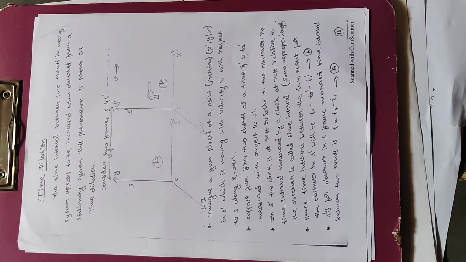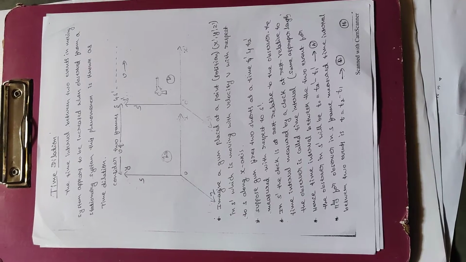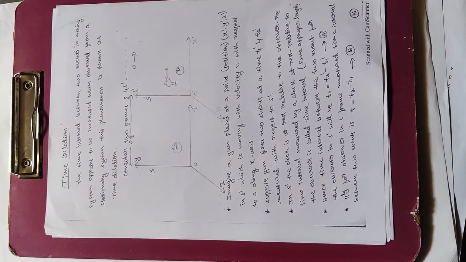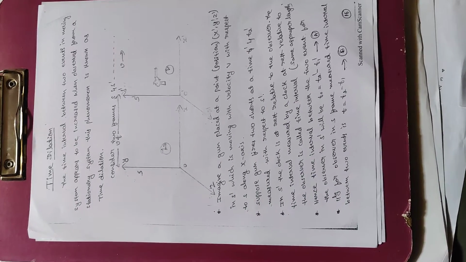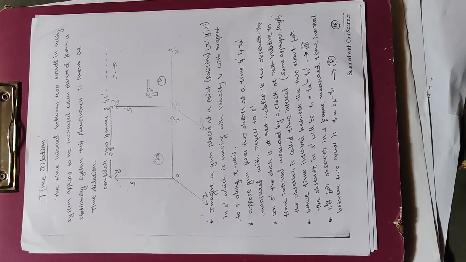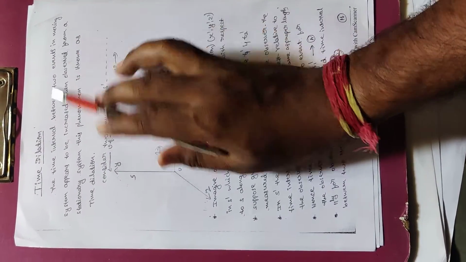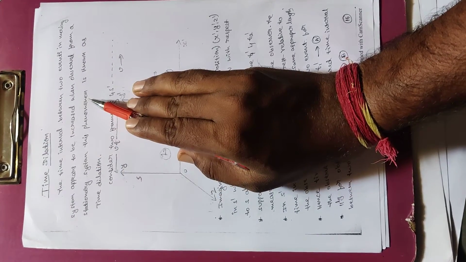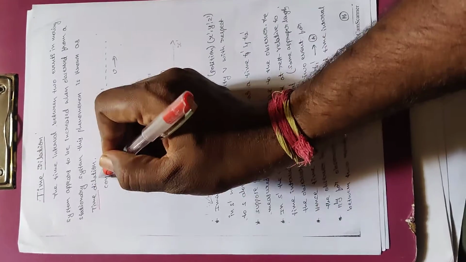Hello my dear students, in our last video we discussed length contraction. It's about length, and now a similar topic based on the Lorentz transformation equation, our next topic, is time dilation. Now let us see what is time dilation. The time interval between two events in a moving system appears to be increased when observed from a stationary system. This phenomenon is known as time dilation.